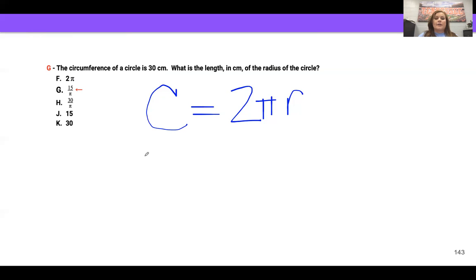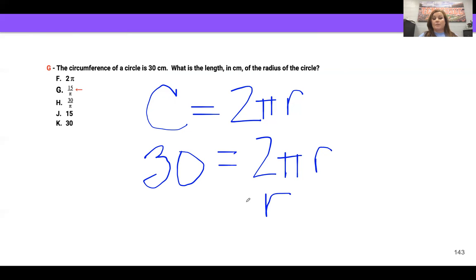So let's fill this in. 30 centimeters equals 2 pi times the radius. So the radius will be equal to 30 divided by 2 pi. 30 divided by 2 means the radius is equal to 15. Oops, I got ahead of myself. It's 15 over pi. And I can take my calculator and do 15 divided by pi, and I can get a decimal. So I can get the actual length of the radius.